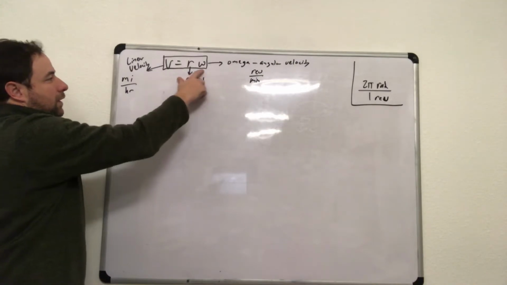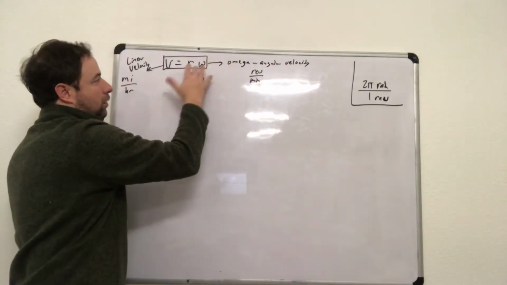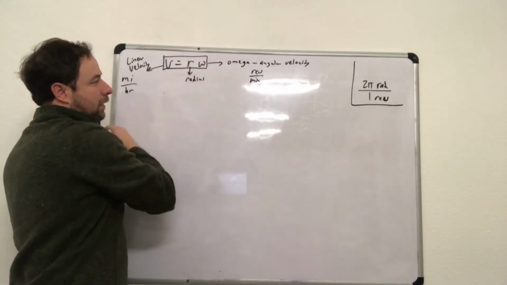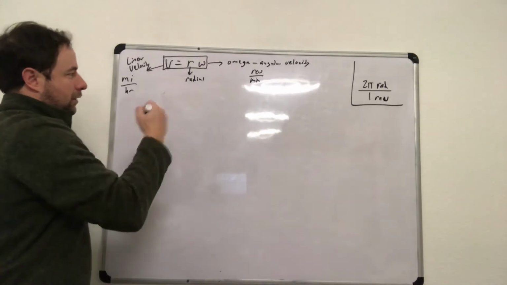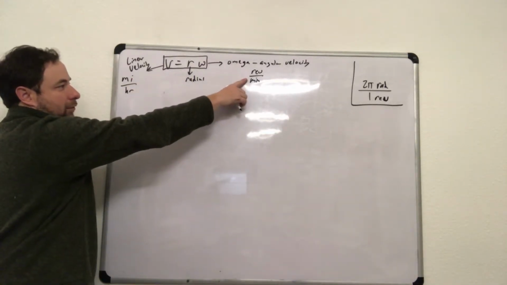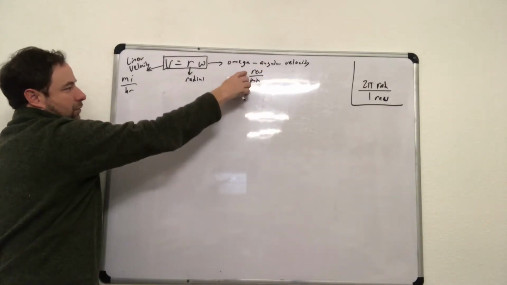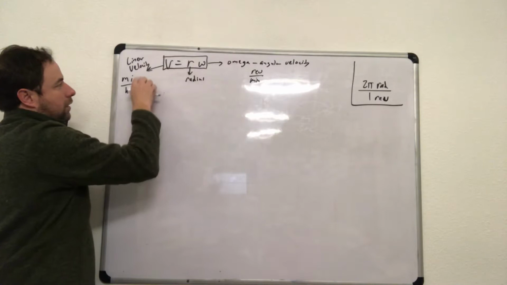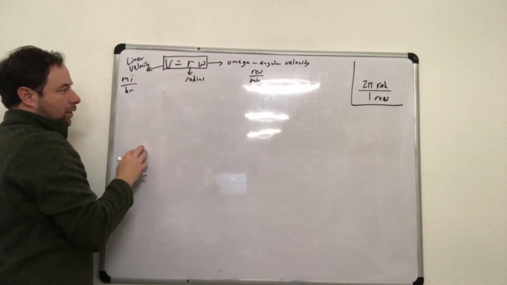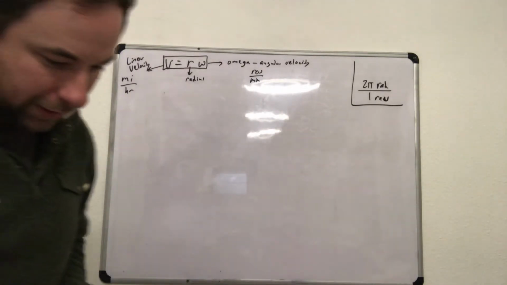R is the radius, and W is angular velocity, or they call W omega, which is measured in revolutions per minute. So what they're going to give us is miles per hour, and they're going to want us to convert it to angular velocity, which is revolutions per minute, or they're going to give us angular velocity in revolutions per minute. They're going to want us to convert it to miles per hour. So that's what we're going to do in all of these. I'll show you 2 examples that go from one way to another.